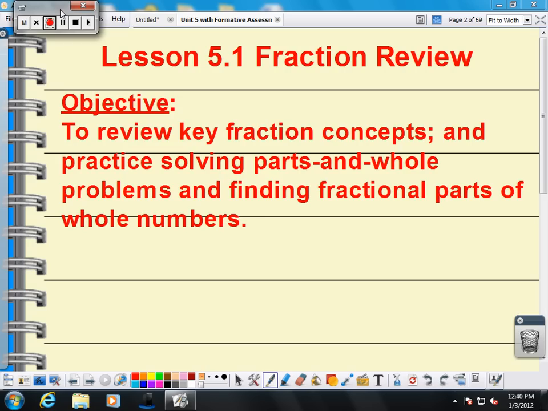The objective for this lesson is to review key fraction concepts, to practice solving parts and whole problems, and finding fraction parts for whole numbers.